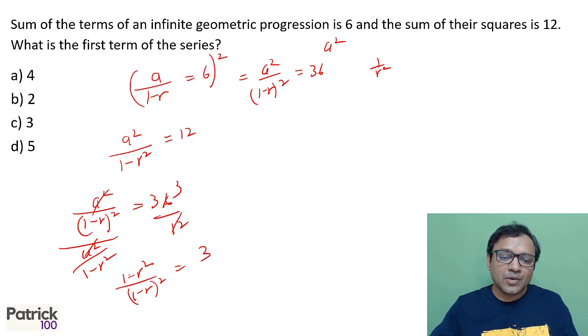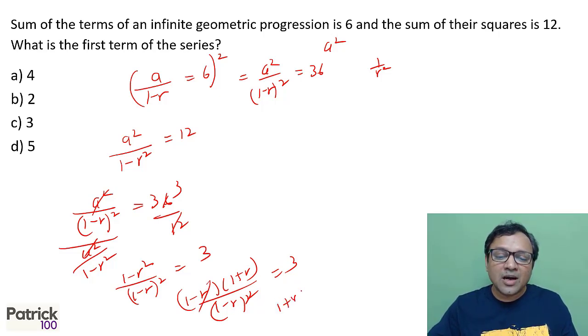3. That can be expanded to (1 minus r) into (1 plus r) upon (1 minus r) the whole square. One factor of 1 minus r will get cut. So 1 plus r upon 1 minus r is 3. So 1 plus r equal to 3 minus 3r, 4r equal to 2. So you'll get r equal to half.